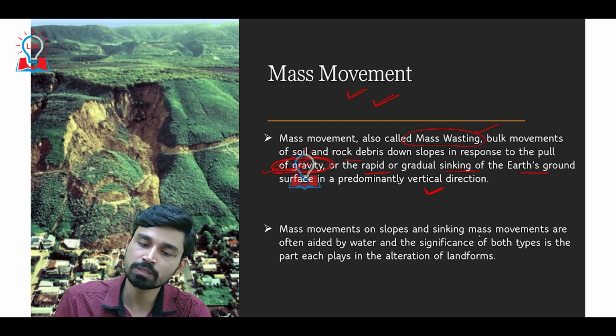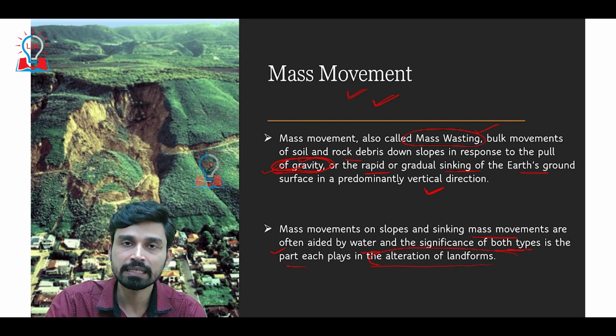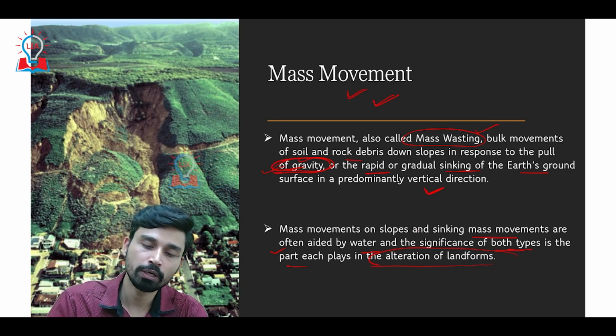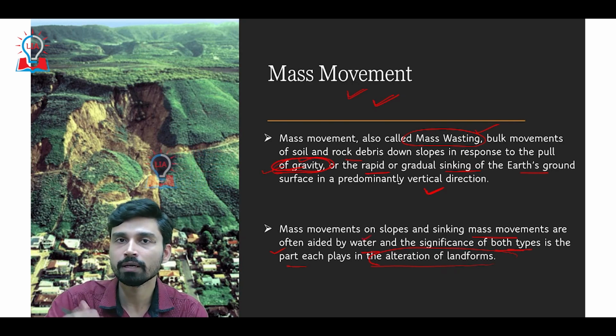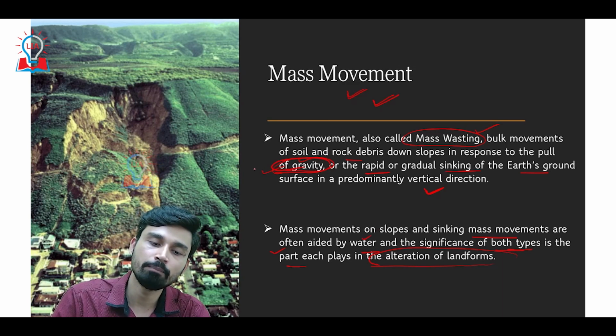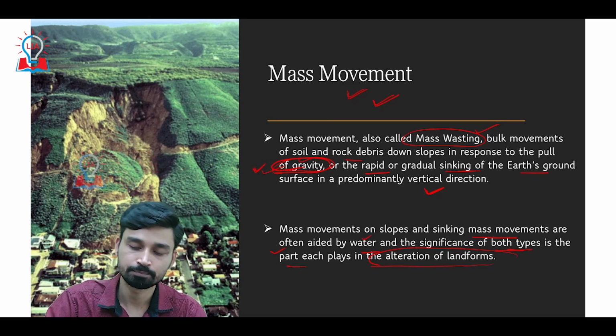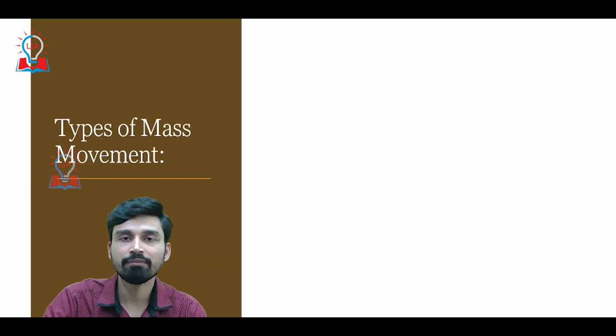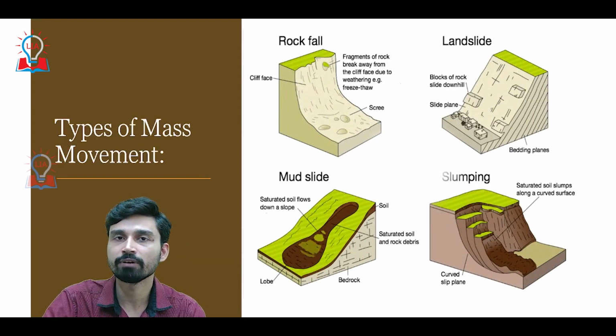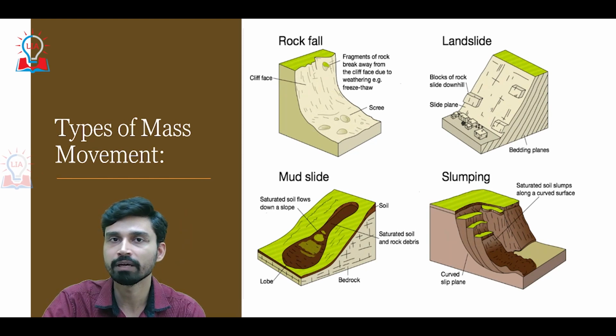Mass movement on slopes and sinking mass movements are often aided by water, and the significance of both types lies in the part each plays in the alteration of land. So obviously the other agents will play a role here, for example the movement of water, air, ice and glaciers, but the major force responsible for mass movement is gravity. Now mass movement can further be classified into four different categories depending on what kind of movement we are witnessing.